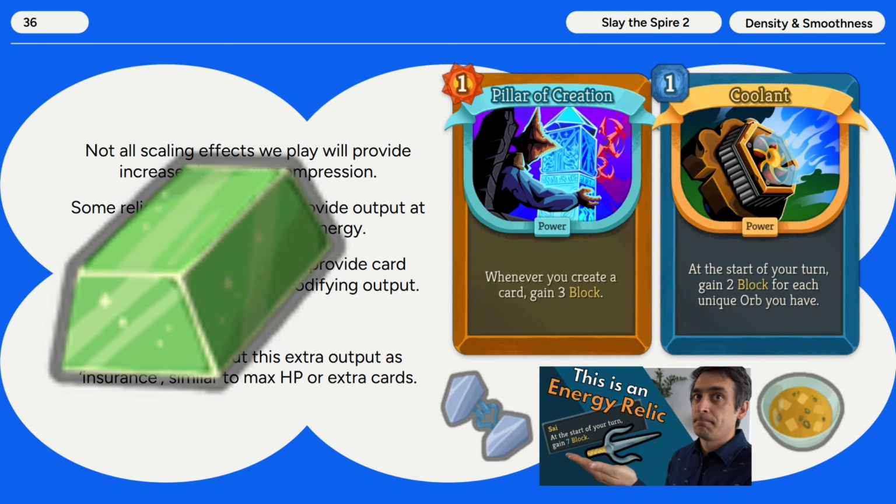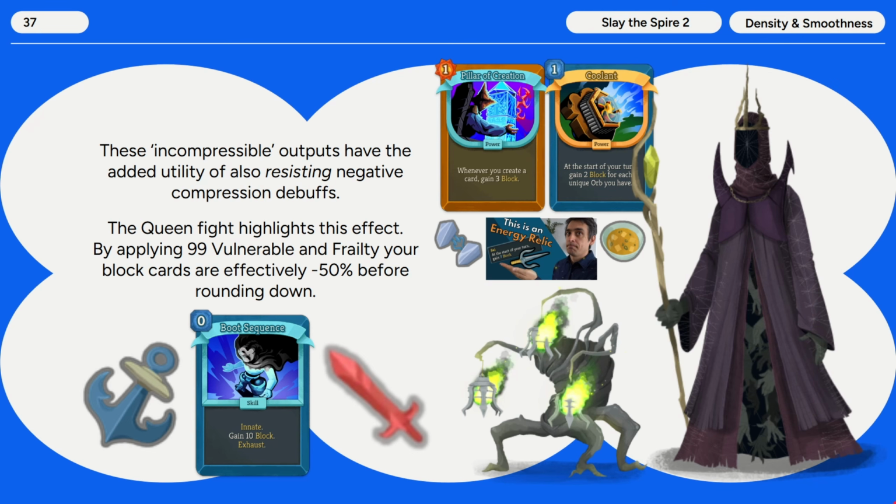Orichalcum is a perfect example again. You're always going to have at least 6 block. These incompressible outputs also have an extra utility of resisting negative compression debuffs. Now that we're working with this notion that compression is something you can be doing for your cards, if we look around, the game is also providing us negative compression. The game is attacking our ability to compress as well. The Queen fight especially highlights this effect. By applying 99 Vulnerable and 99 Frailty, your block cards are effectively minus 50% before rounding down, and often that rounding down can be quite severe as well. So, you might lose 2 or 3 block effectively from a block card because of the effect of rounding.